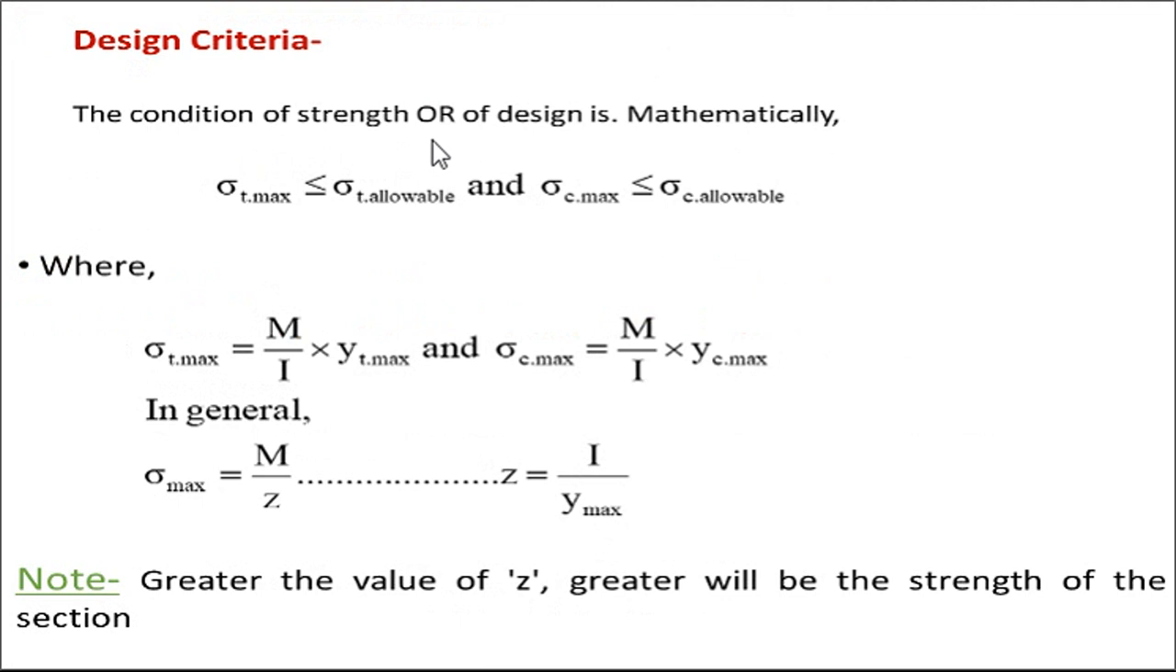Next, design criteria. The condition of strength, or condition for a safe design, is important. Sigma t max, the maximum stress in tension, should be less than or equal to sigma t allowable, the allowable stress on the tension side. Also sigma c max, the maximum stress in compression, should be less than or equal to sigma c allowable. So this is the design criteria: our maximum value of stress, either in tension or compression, should be less than the allowable value.